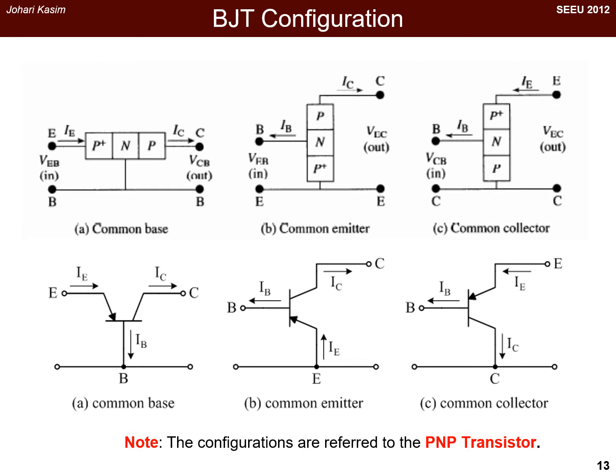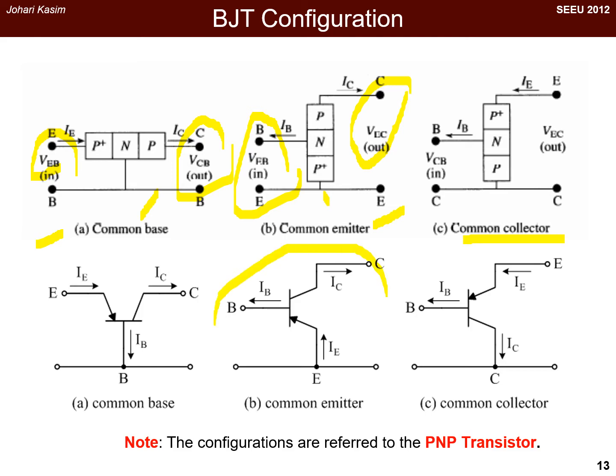We can see here for common base, the emitter is input and the collector is output, and we call this common base. Same as common emitter, where the base is input and the collector is output, and the emitter is common, so we call this common emitter. Same as common collector. In this chapter, we will focus more on common emitter.